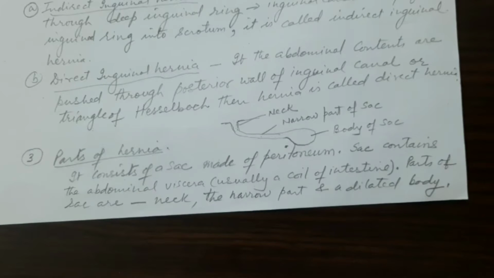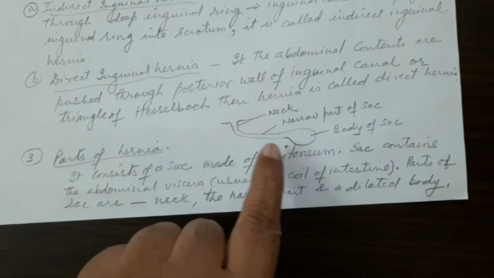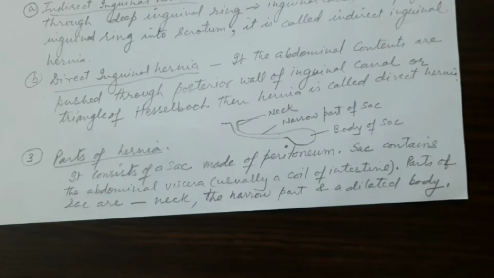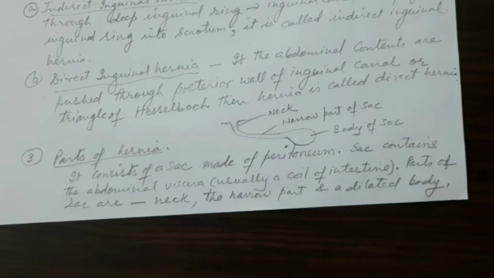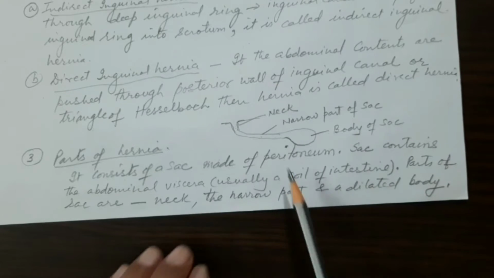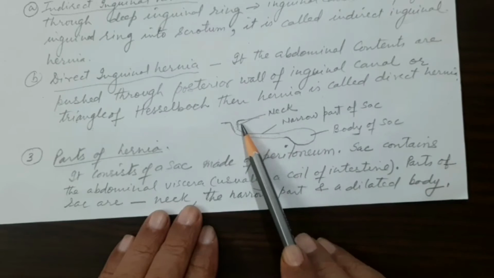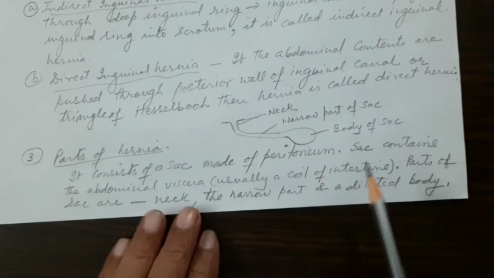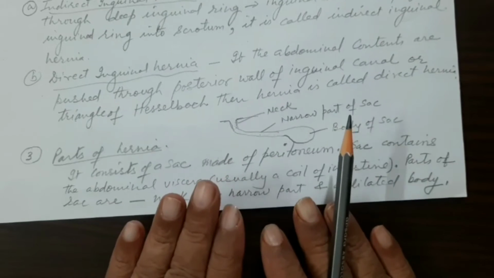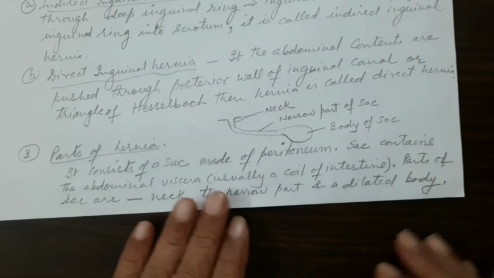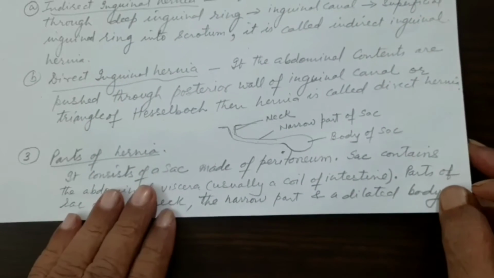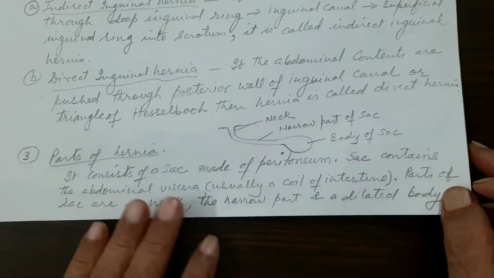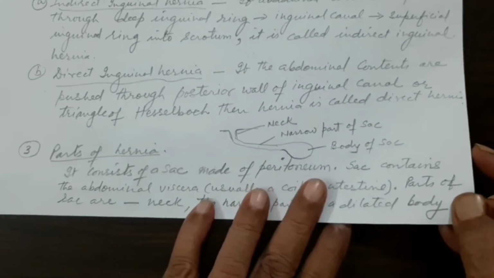It is a dilated part, because from the narrow part and from the neck only one single loop of the intestine may come, which may get collected here in the terminal or the body part of the sac. So just remember that there is a neck, there is a narrow part, and there is a sac, especially in case of the indirect inguinal hernia, which is coming after traversing the whole course of the inguinal canal. I hope that you have understood till now.